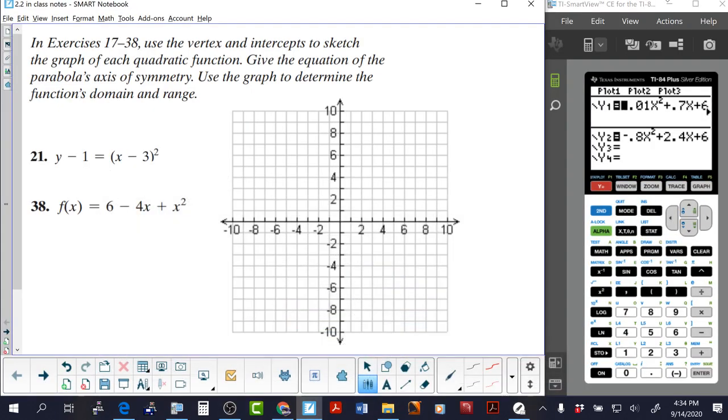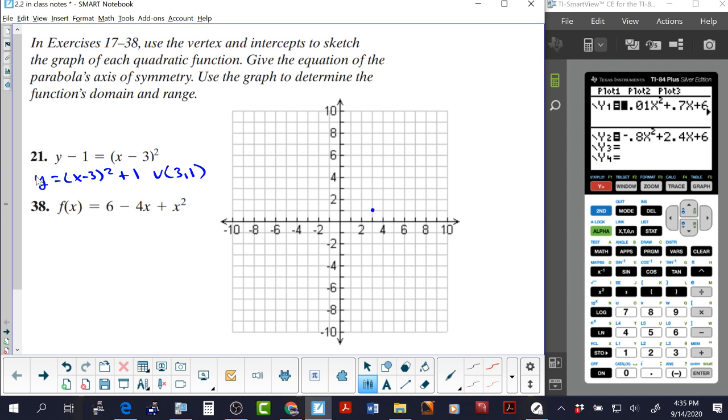In exercises 17 to 38, use the vertex and intercepts to sketch the graph of each quadratic function. Give the equation of the parabola's axis of symmetry and use the graph to determine the function's domain and range. So use the vertex and intercepts. Let's write 21 as y equals (x minus 3) squared plus 1. So the vertex is (3, 1).